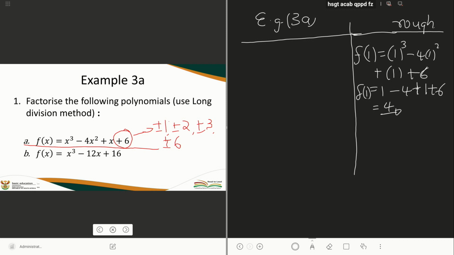What does that imply? This simply means that our x, look at the sign there. Our sign here is positive, so it means our x minus 1 is not a factor of the polynomial. Why? Because our remainder is 4, not 0. So what do we do next? We need to try the next factor.